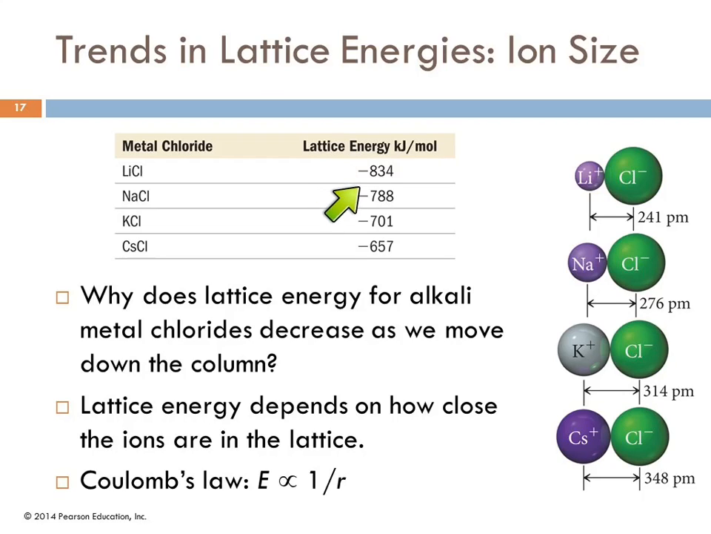Don't let the minus sign mess up your thinking. Minus signs are the bane of people's existence. The minus means that this is going to be an exothermic process when this lattice forms. That's what the negative means. This is giving off more energy than this one because the lithium ion and the chloride ion are closer together than the cesium and the chloride ion. Does that make sense?